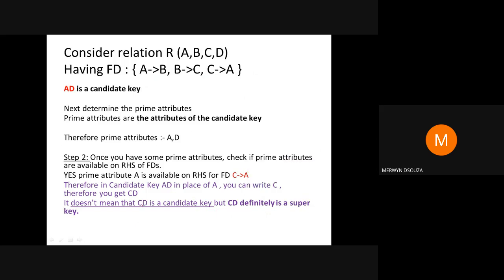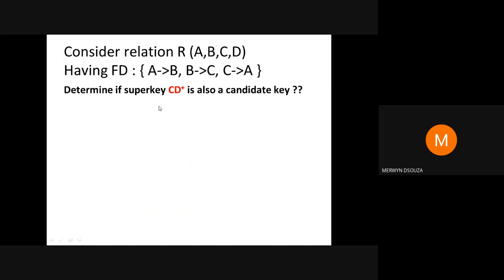Now we need to check whether CD is a candidate key. Since CD is a super key, let's check whether it is a candidate key. To do that, we find all the proper subsets of CD. The proper subsets of CD are C and D.